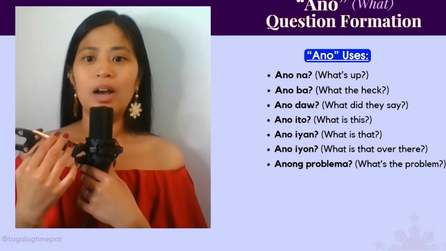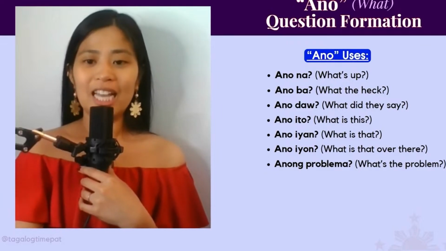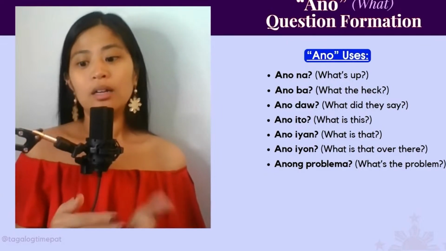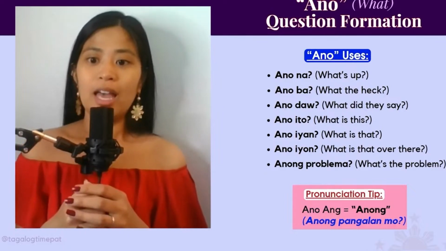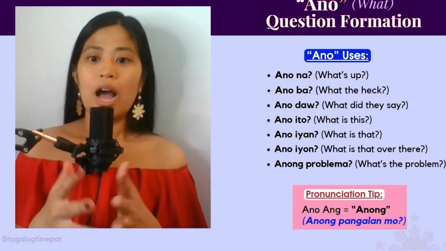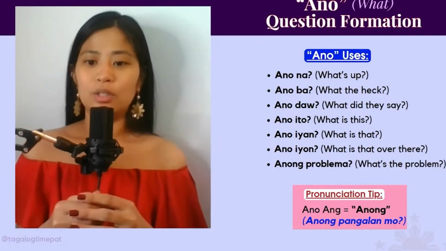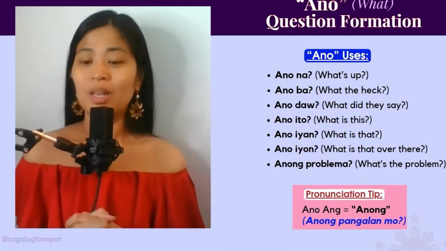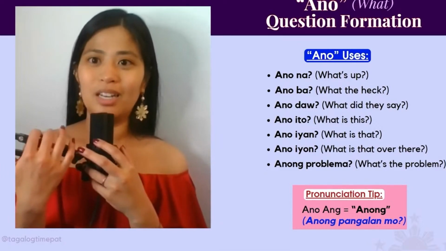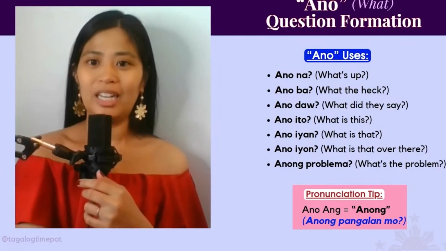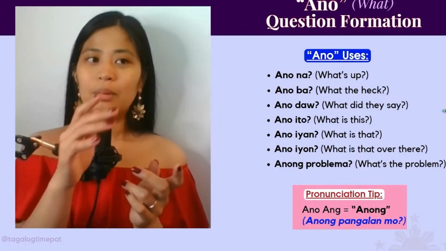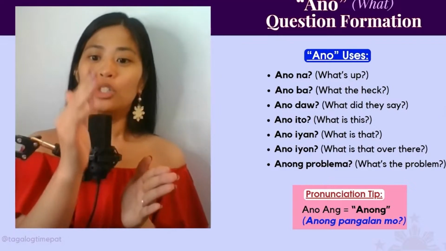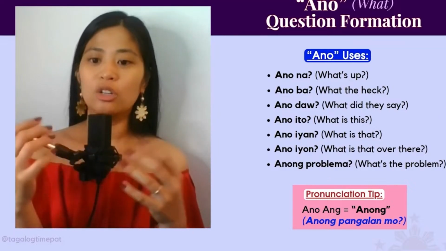And then anong problema? What's the problem? Anong problema? So the NG at the end there is like ano ang problema, and you can put it together and it would be anong. So anong pangalan mo? That also works. Instead of ano ang pangalan mo, you can put it together, anong pangalan mo? You will see this happen to a lot of the question words that we'll be learning. Anytime the previous word ends in a vowel, you can usually make this contraction, putting the words together. Now let's practice using ano.